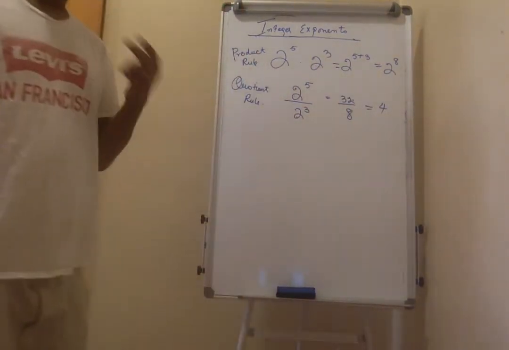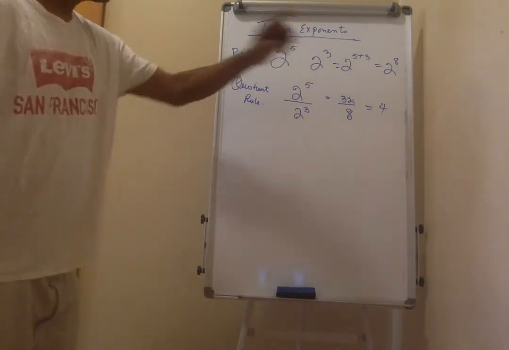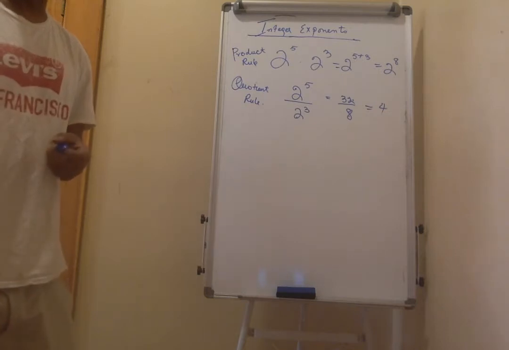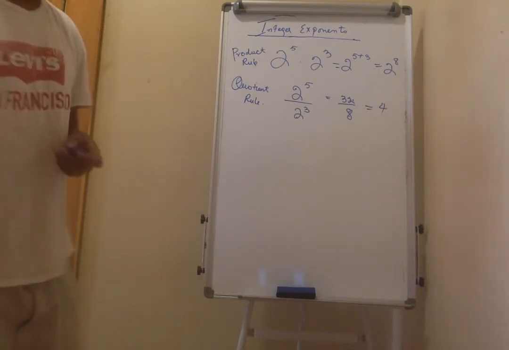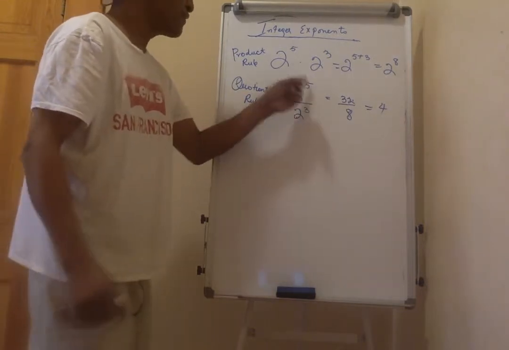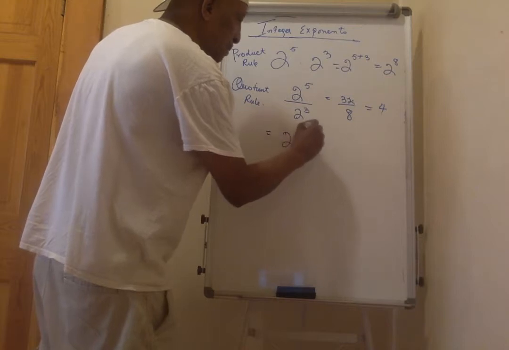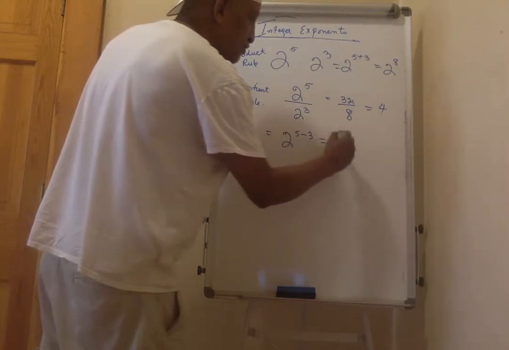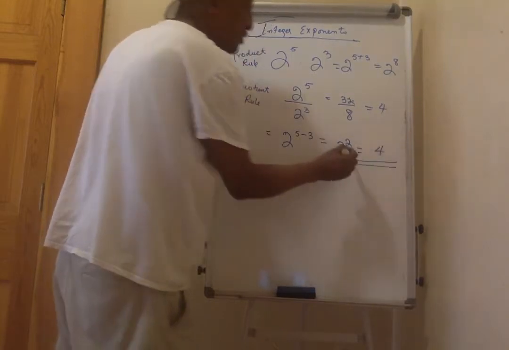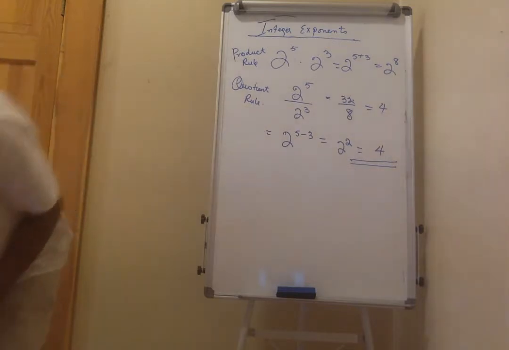Right? But if the product rule tells me to add the exponents, the quotient rule tells me to subtract the exponents. So I'm subtracting 3 from 5, which is 2 to the fifth minus 3, which is 2 to the second, and which gives us 4. So this is what we mean by the quotient rule.